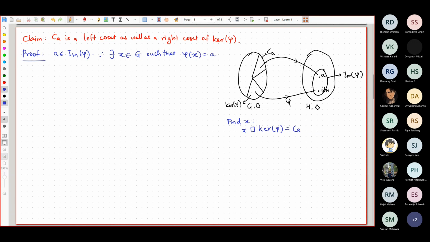And now I want to claim, what is our best hope? Let's use exactly this x and show that this claim holds. We claim that CA is equal to x squared kernel phi, which is also equal to kernel phi squared x. But I'll leave this for you to figure out.